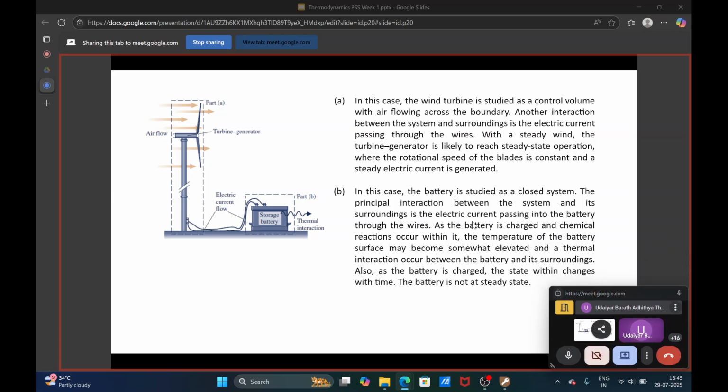So that's what I've written: as the battery is charged, a chemical reaction occurs within it. So the temperature of the battery varies, and that causes a thermal interaction. So those are the two types of interaction which are there. So here, with respect to time, the state of the battery changes because you are initially at no charge and you are fully charging, and so on. So the state at each point is varying with respect to time. So this is not a steady state.